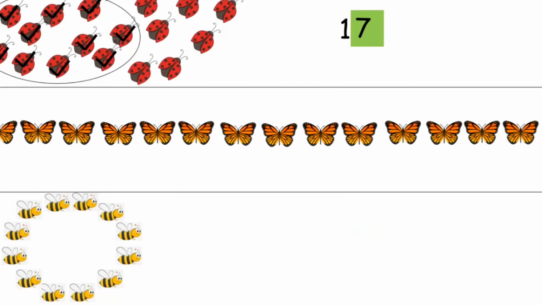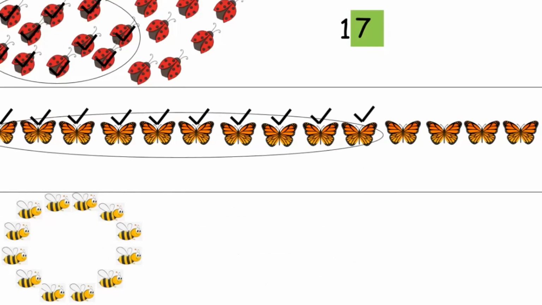Let's move on to the butterflies. I noticed there's a lot of butterflies, more than 10. I'm going to count 10. 1, 2, 3, 4, 5, 6, 7, 8, 9, and 10. Just going to put a circle around them because I know in my circle there are 10 butterflies. How many extra ones do we see? Well, we see 4. That is right. So we have 10 in our circle and 4 extra ones.